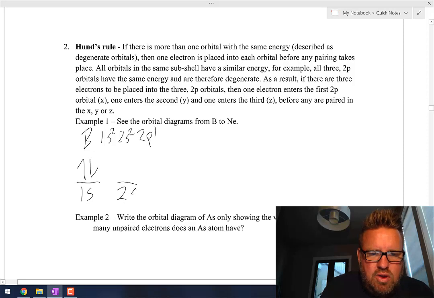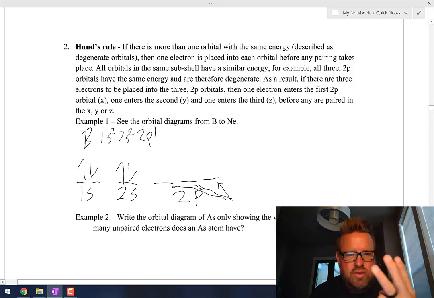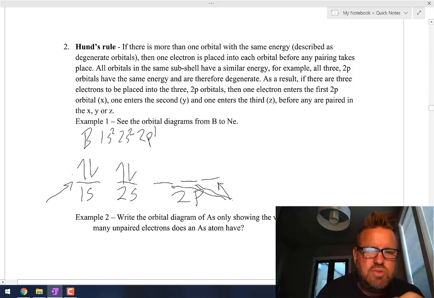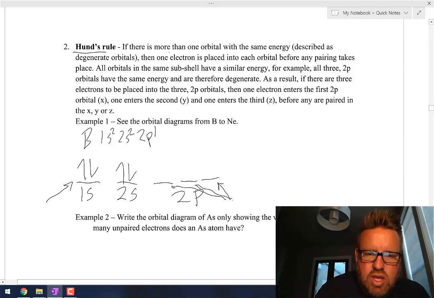Okay, so then you go 2s, 1, 2, and then for 2p, notice I made 3 lines there. Each of those lines represents an orbital. Okay, so a p subshell has 3 orbitals. You can see here an s subshell only has 1 orbital. And these rules up here that you can read on your own time, basically Hund's rule says you have to put 1 electron in each orbital before you can start making pairs.